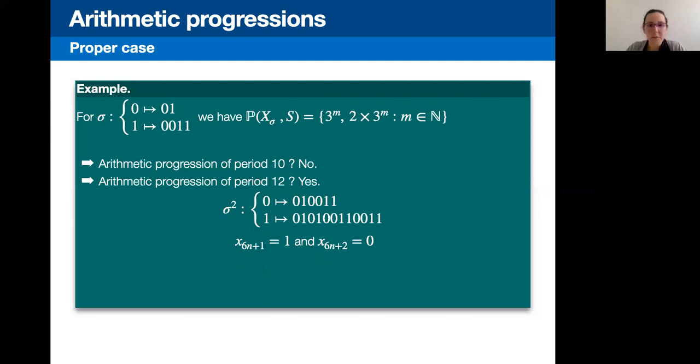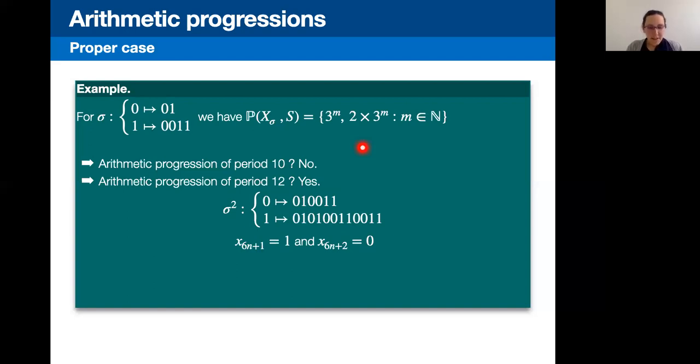If sigma is not proper, then we can compute the substitution phi that is proper, and whose underlying dynamical system is conjugated to the one of sigma. And we can also have a projection between the images of letters for phi and the alphabet of sigma, and we can also check if there exists some arithmetic progression in the sequence X.